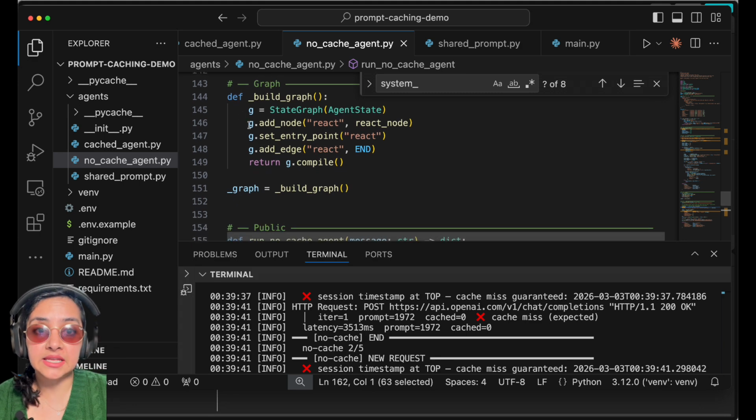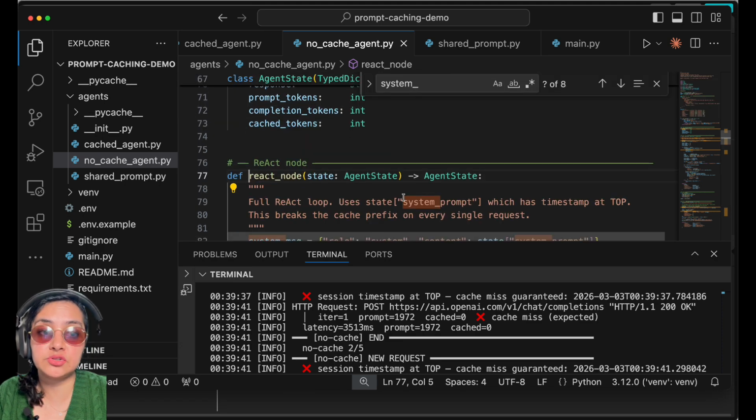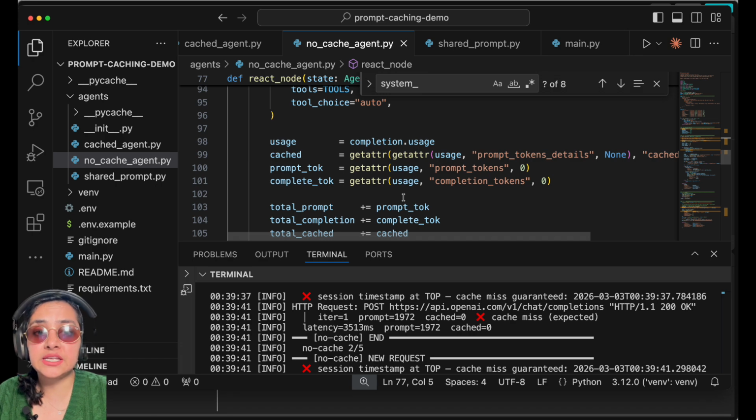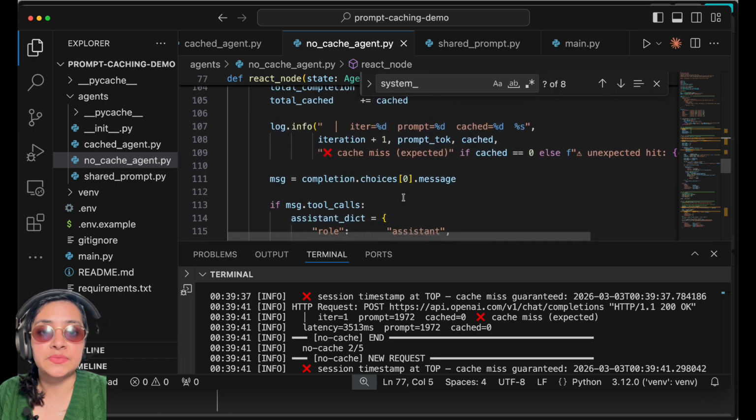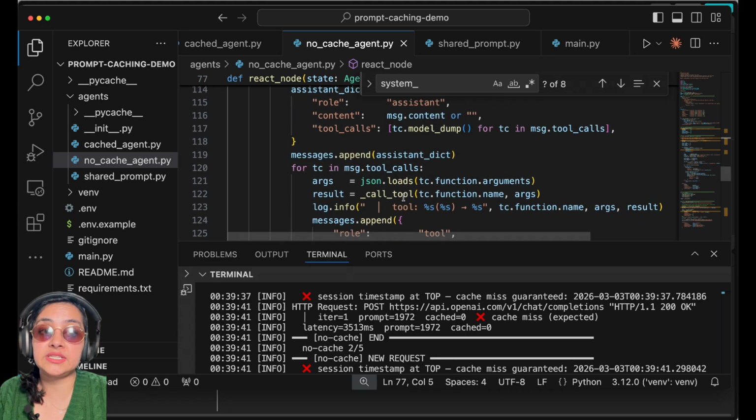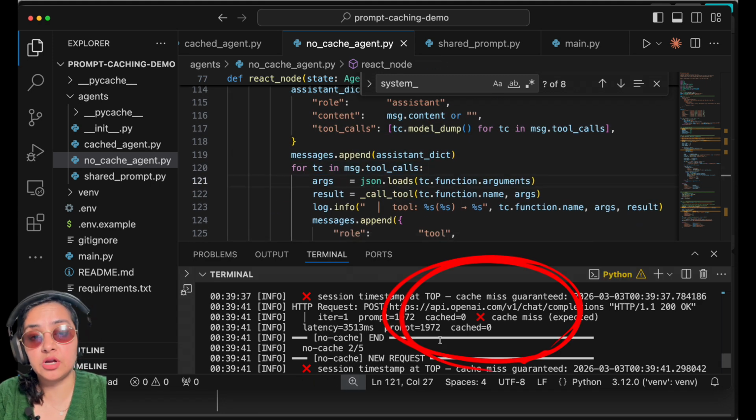Now look at the agent structure. This is a LangGraph state graph. Inside that ReAct node is the full ReAct loop. Coach Alex reasons about the question, decides whether to call the nutrition tool, observes the result, loops back if needed, then gives the final answer. Every iteration of that loop sends the system prompt to OpenAI. Every single one is a cache miss, full price, because of the timestamp at the top. So you can see cached tokens are 0 on every call, silently.